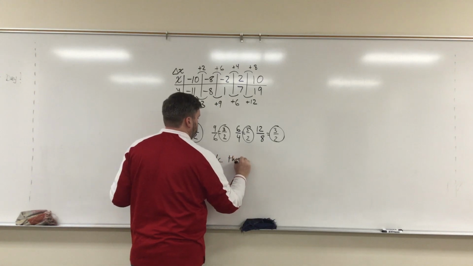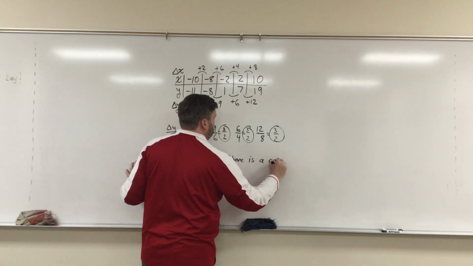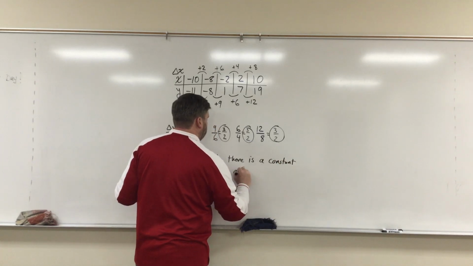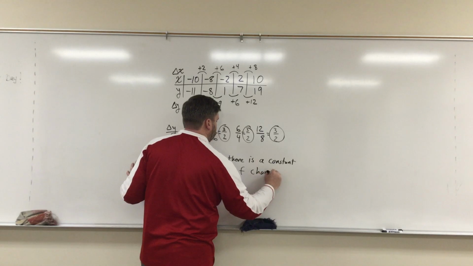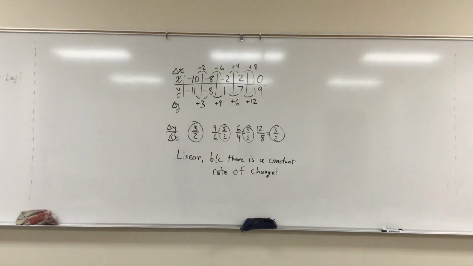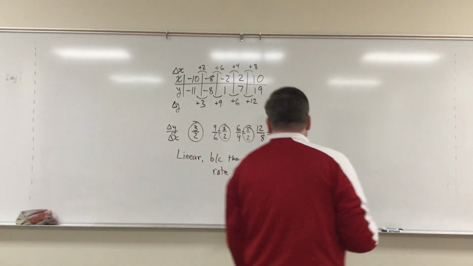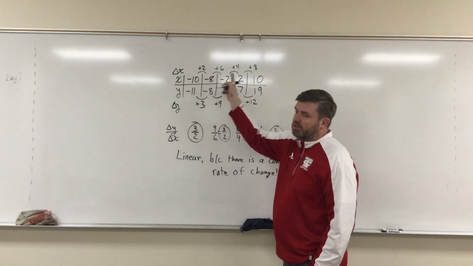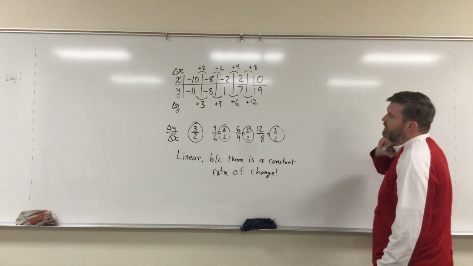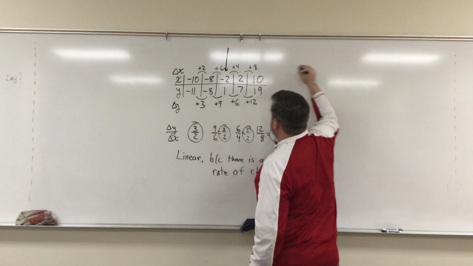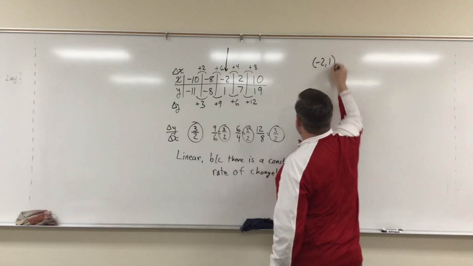because there is a constant rate of change. So since we found that constant rate of change, we now have to find the equation of this line. I did not give you an x value of 0, so we cannot use that shortcut. I'm going to use this point right here. It's nice small numbers. Negative 2, 1.